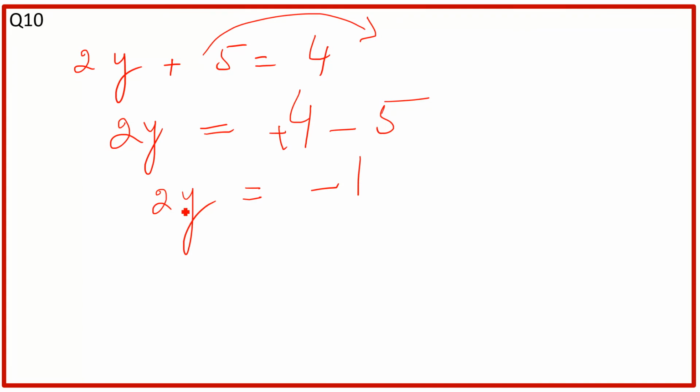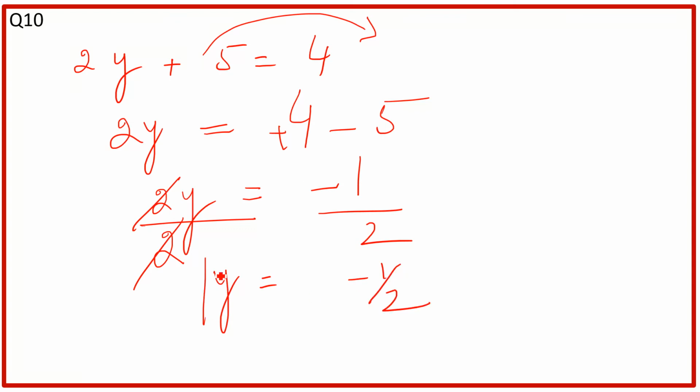We do not want 2, we only want y. So what is the relationship between 2 and y? Multiplication, and the opposite of multiplication is division, so you have to divide it by 2, right? In this way we will eliminate this 2, so y is equal to negative 1 over 2. The value of y is negative 1 over 2. It means it is a linear equation.